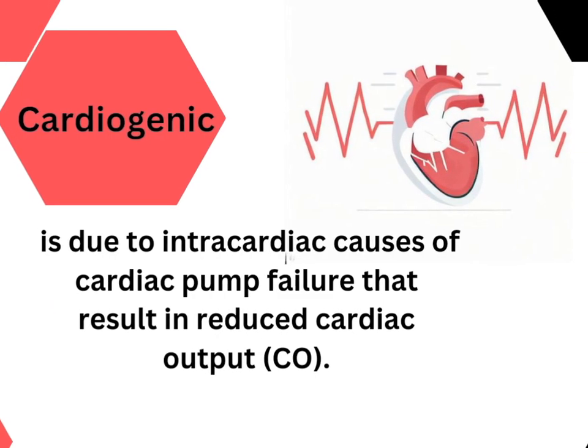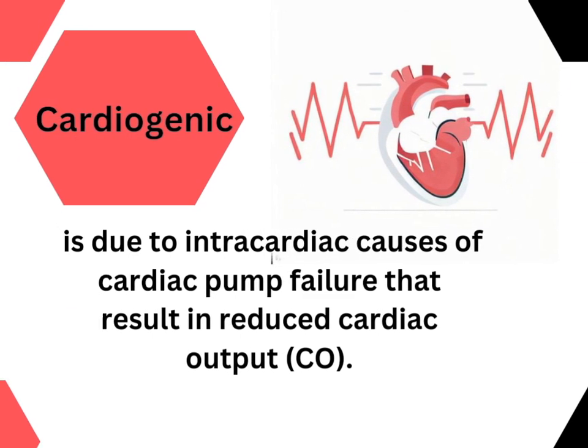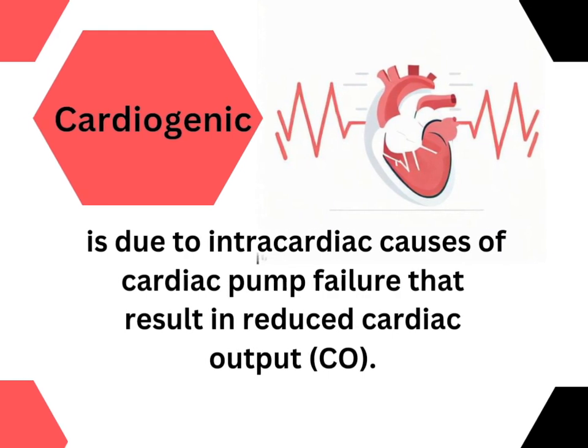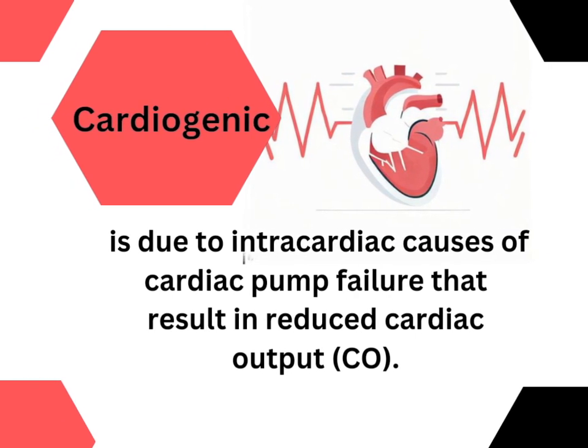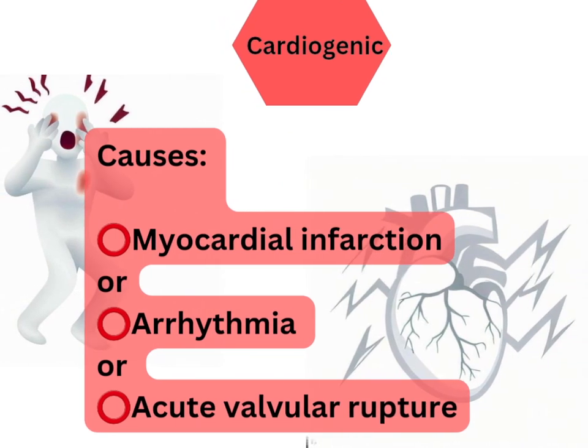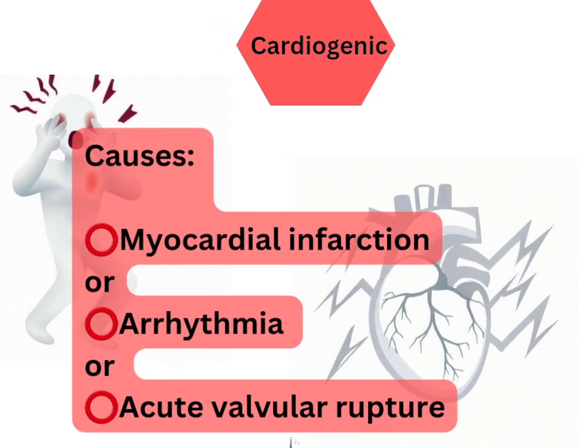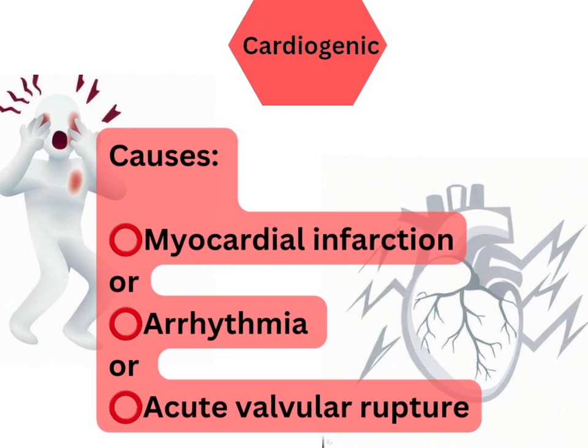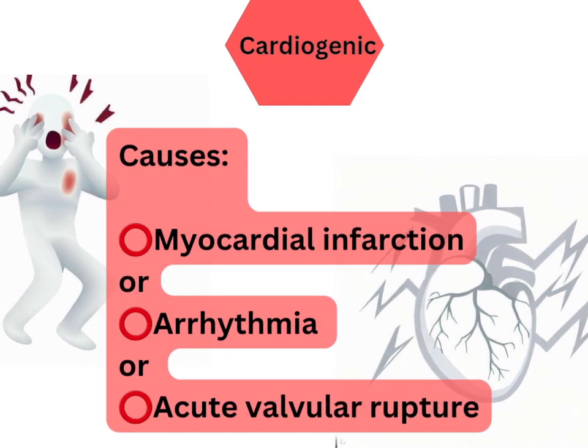Cardiogenic shock. It arises from intracardiac causes of cardiac pump failure, resulting in reduced cardiac output. The causes of cardiogenic shock can be cardiomyopathic, such as myocardial infarction, or due to arrhythmias like sustained ventricular tachycardia. Mechanical abnormalities like acute valvular rupture can also lead to cardiogenic shock.